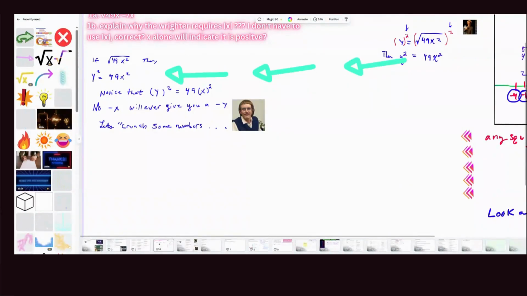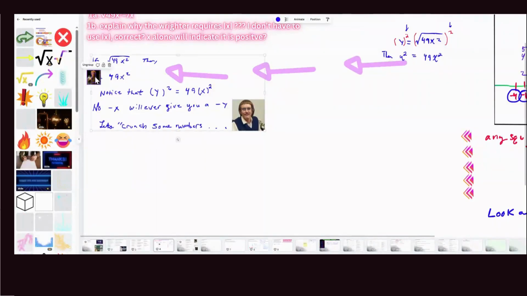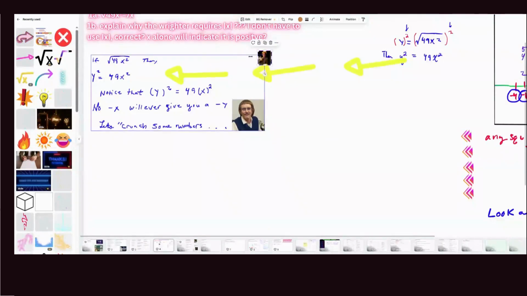So that's where I start. I've got this 49x squared over here, right? So we're just going to analyze really the right side of this to see if we get any sort of positive representation, whether it's y or not. So let's go ahead and do that.